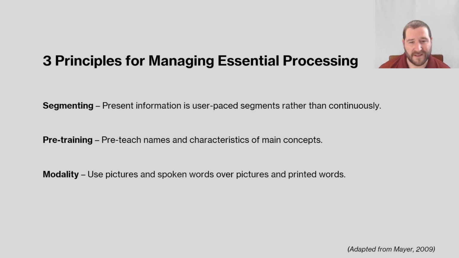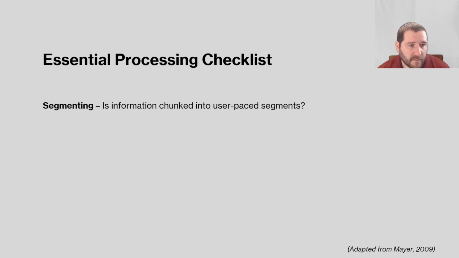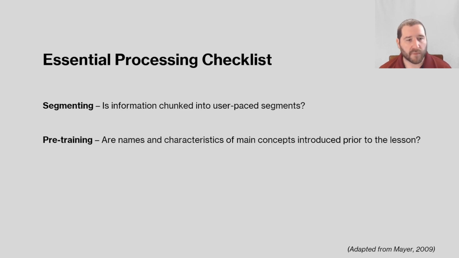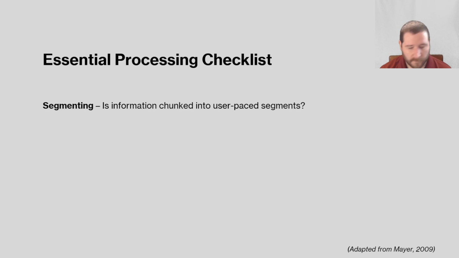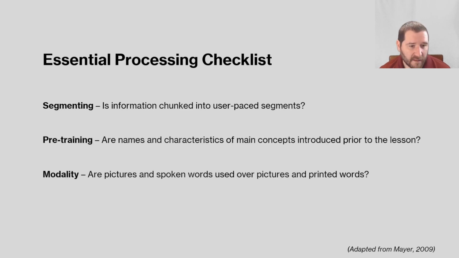Okay, similar to his other principles, I've turned these into questions so that we can follow along with a checklist. So for segmenting, we want to look at, when we're looking at content, is information chunked into user-paced segments? Okay, if it's not, then that's something we can fix. That's something we can change. Pre-training: are names and characteristics of main concepts introduced prior to the lesson? And modality: are pictures and spoken words used over pictures and printed words? Okay, so these are our checklists.